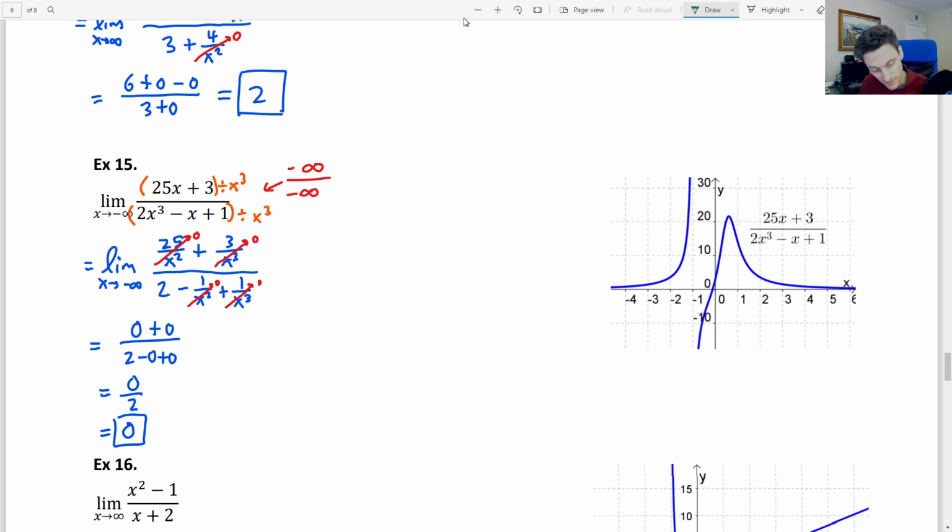And that's what we're seeing on the picture to the right. If we let x go to negative infinity, the graph is getting closer and closer to 0. So we have this horizontal asymptote, y equals 0.